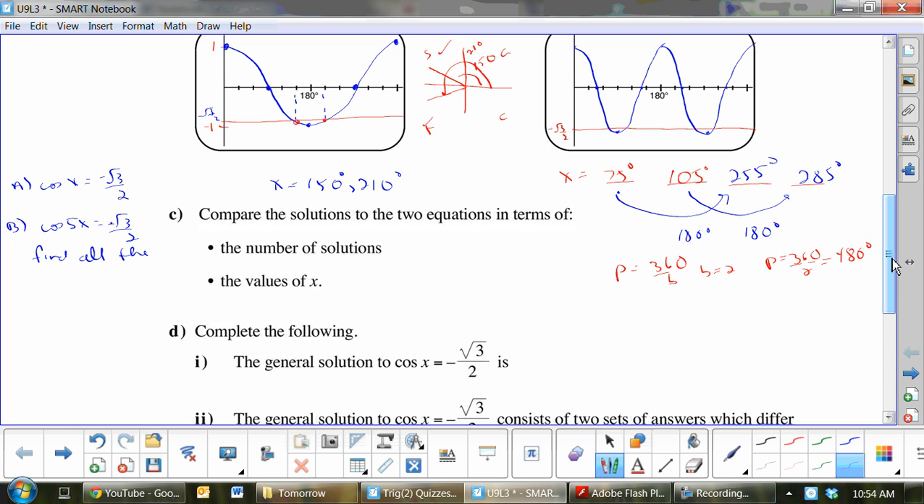We'll stick to degrees, so this is between 0 and 360. Now, the first question I want to ask is how many solutions would A have? Now the big question. How many solutions would B have? Very good.